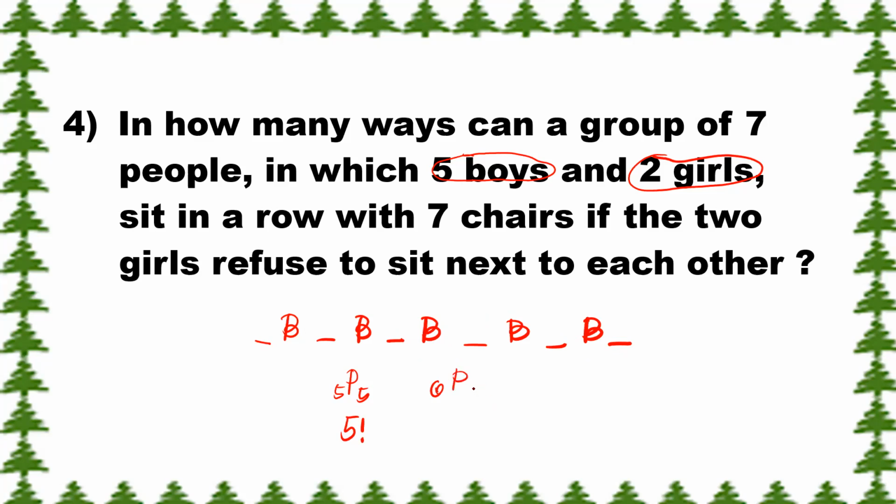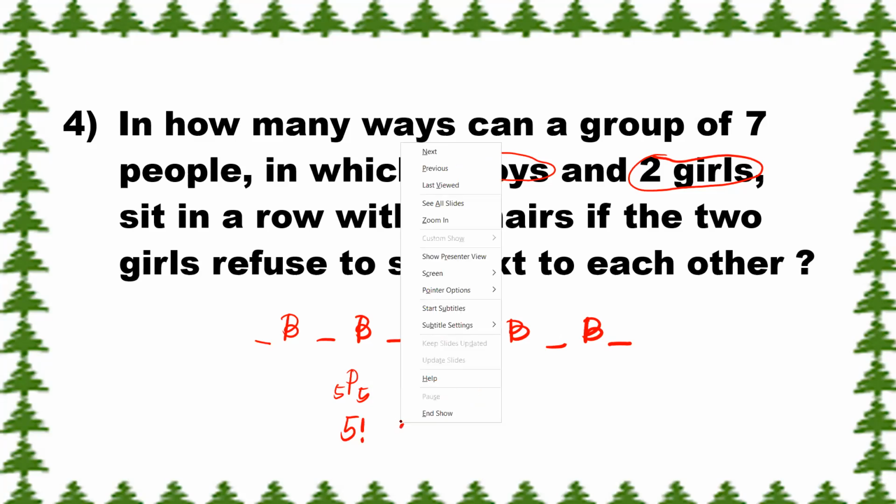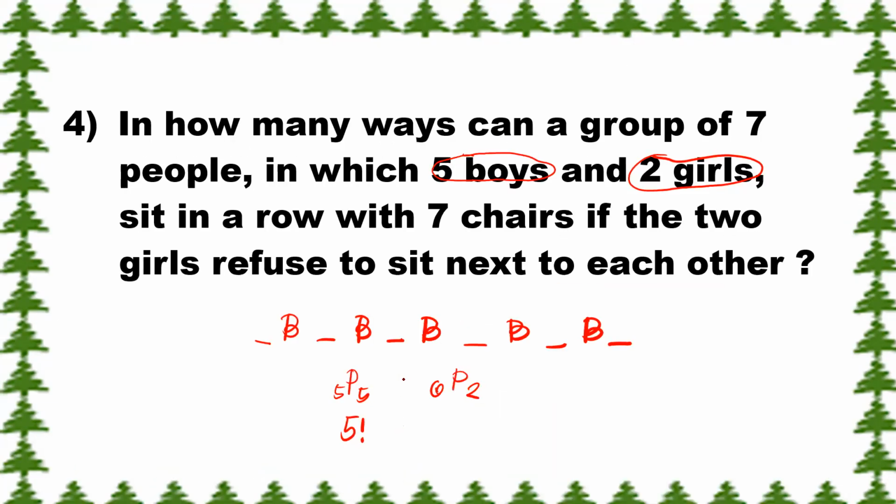And ilan ba yung babae natin? 2 lang. So that's permutation of 6 taken 2 at a time. And this is actually equal to, what is 6? Permutation of 6 taken 2 at a time. 30 po. 30.